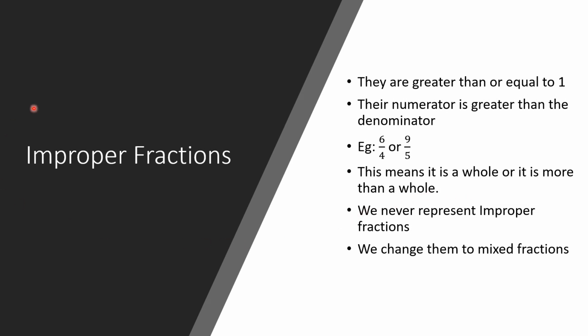Let's move on to the second one, which is improper fractions. They are always greater than or equal to 1. Their numerator is greater than the denominator, like 6 by 4. Here 6 is the numerator, which is greater than the denominator, which is 4. The same goes for here, 9 is bigger than 4. This means it is either a whole or it is more than a whole.